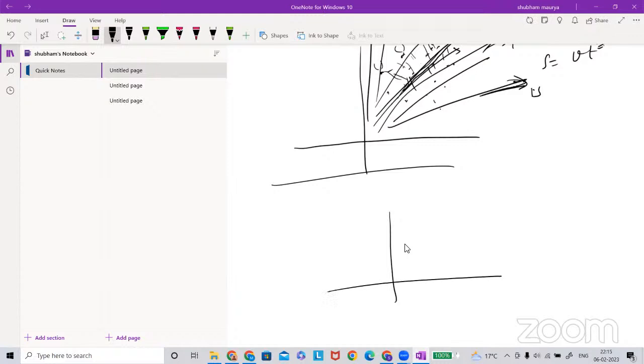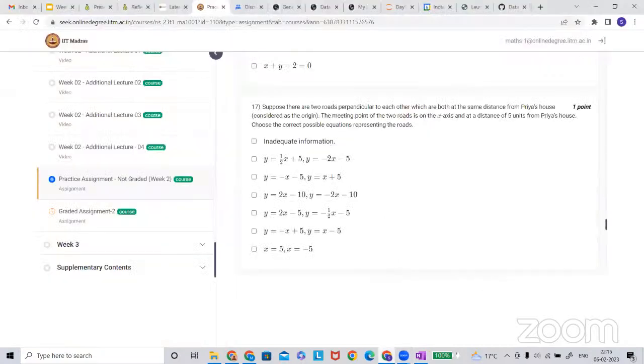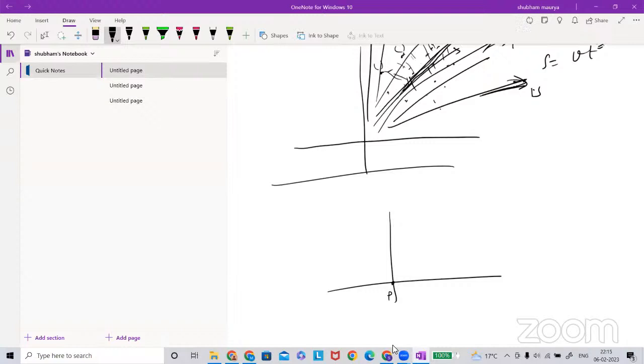Suppose here is Priya's house, and two roads perpendicular to each other, which are at the same distance from Priya's house. Whatever the line is, these two roads are perpendicular. I don't know how it is, but roughly both are at a distance of 5 units. If these two are perpendicular, separately they are intersecting the x-axis, and it is 5 units here. This is going to be 50, and this is going to be -50.